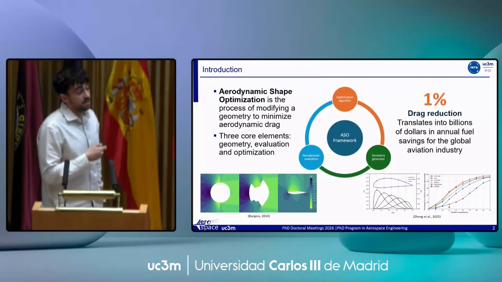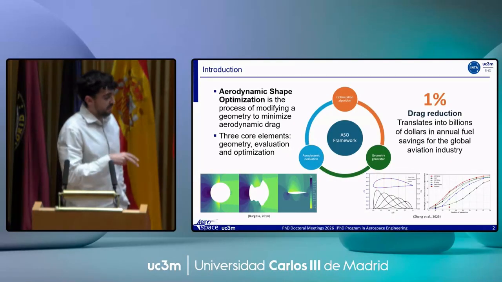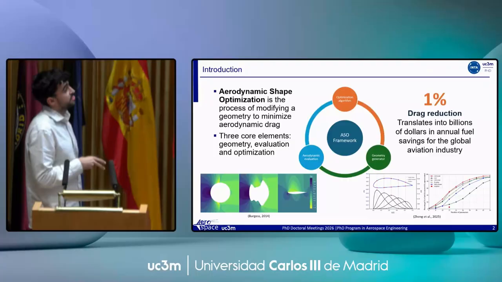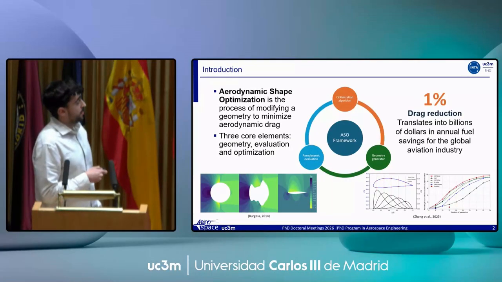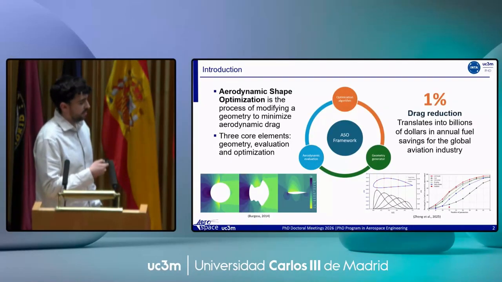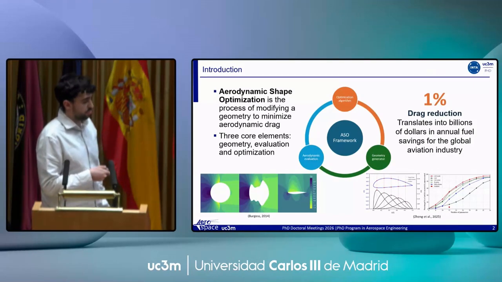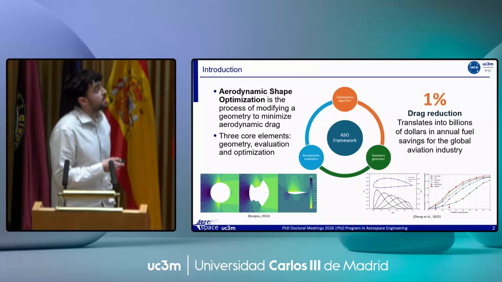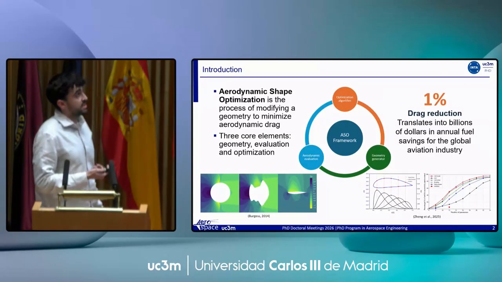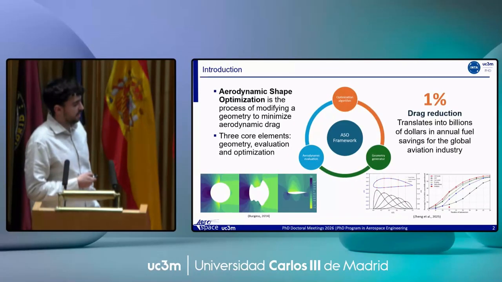The second pillar is the aerodynamic evaluation. This is the most expensive stage of the aerodynamic shape optimization process, and is the main bottleneck, because we can use very highly accurate evaluations, but they have their cons too. And finally, the optimization algorithm is the engine that drives the entire process, constantly varying the variables to create new shapes and achieve the best one possible.